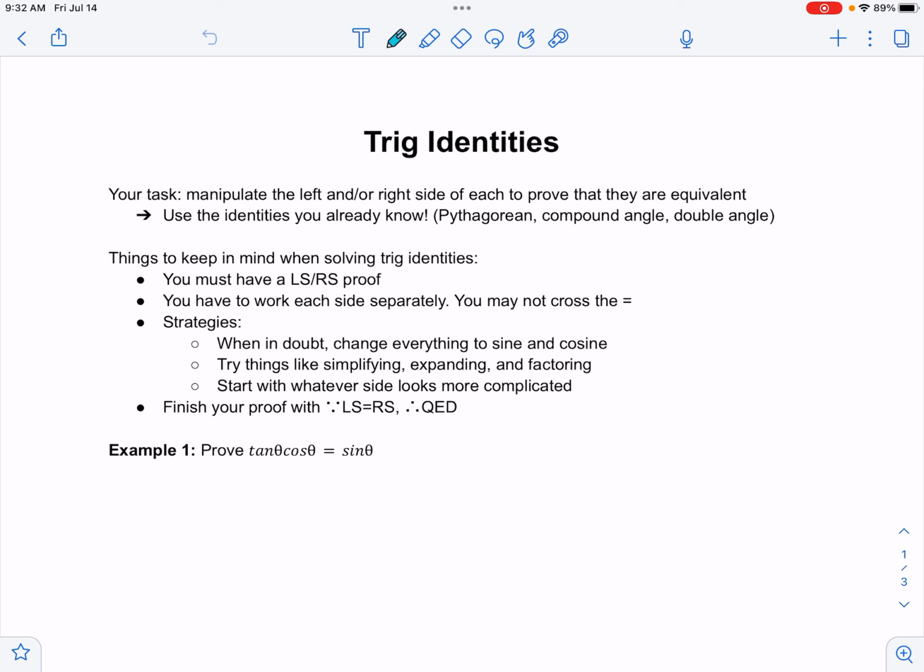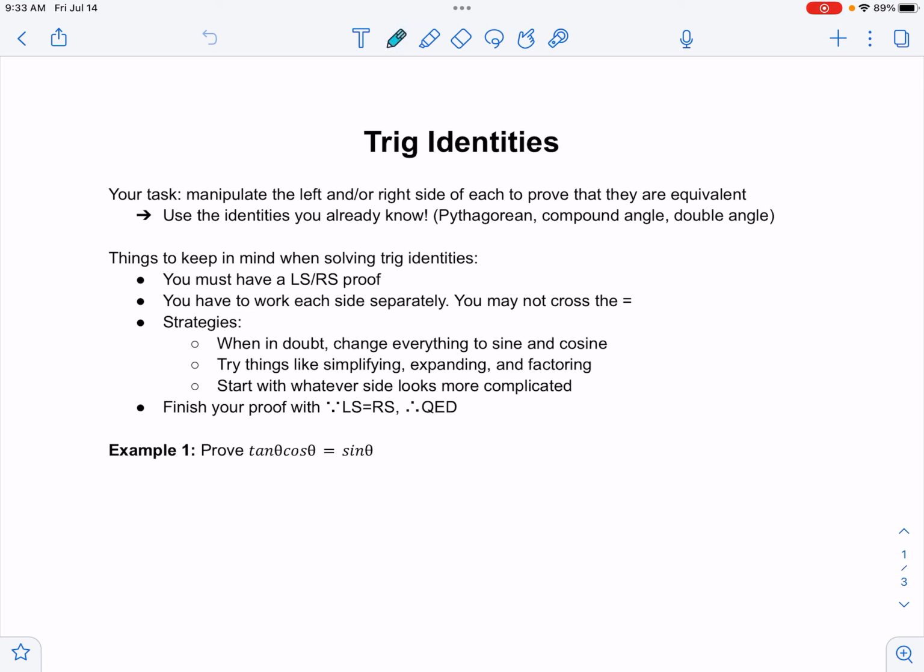So a trig identity is essentially you're given a question similar to our example one here, and what you need to do is prove that this is indeed true, that the left-hand side does indeed equal the right-hand side. And the way that you do this is by using identities that you already know.